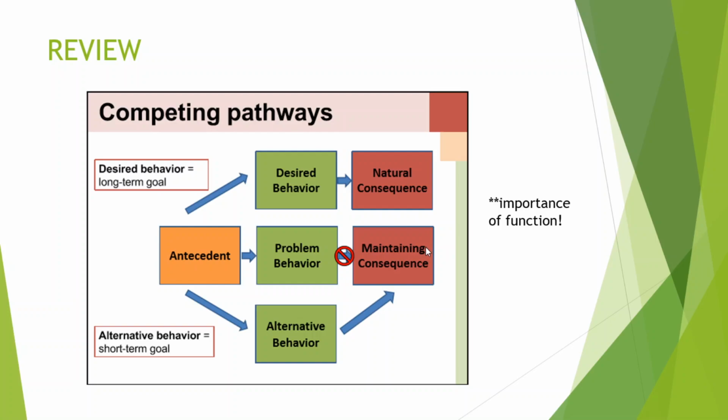Problem behavior is the behavior that occurs after the antecedent, and consequence refers to the event that follows the behavior. So then what the competing pathways describes is alternative and desired behavior. Alternative behavior is a short-term goal. It is a more socially acceptable behavior that we use to replace the problem behavior and allows the student to have the same consequence. However, our long-term goal is to have the student exhibit the desirable behavior, which also leads to the natural consequence that serves the same function of the behavior. So let's look at an example to really understand what all of this means.